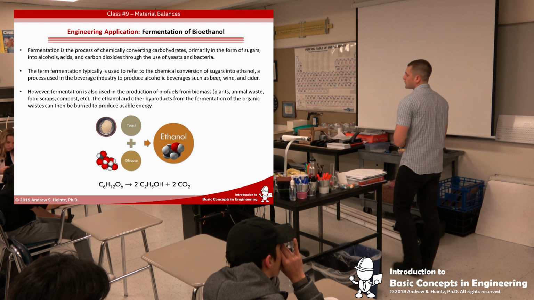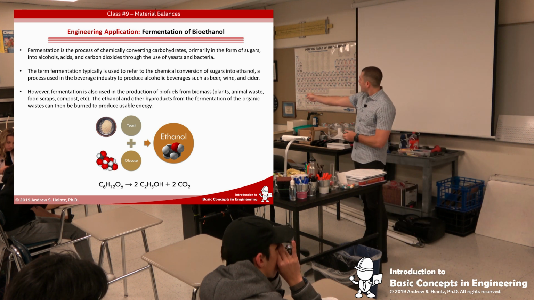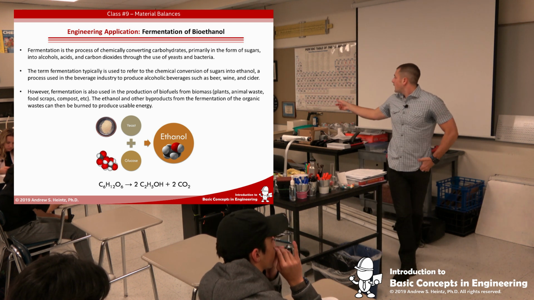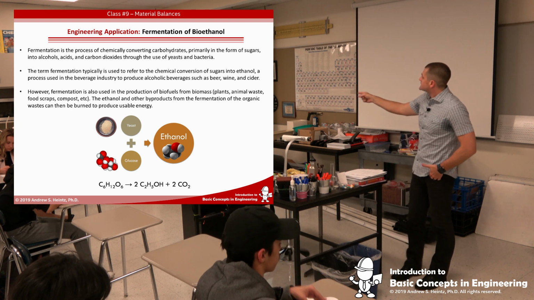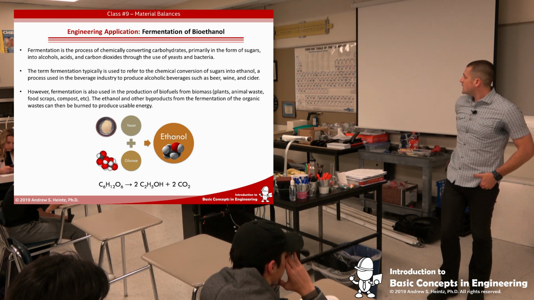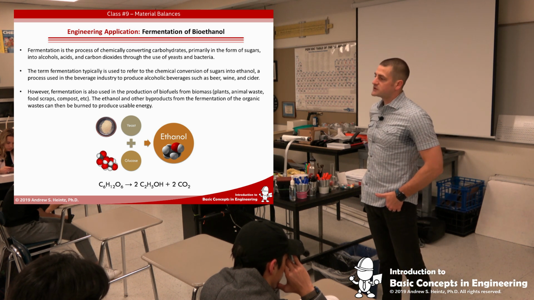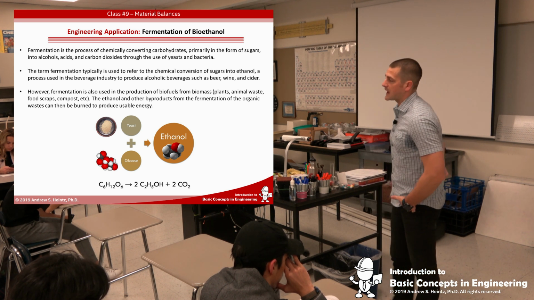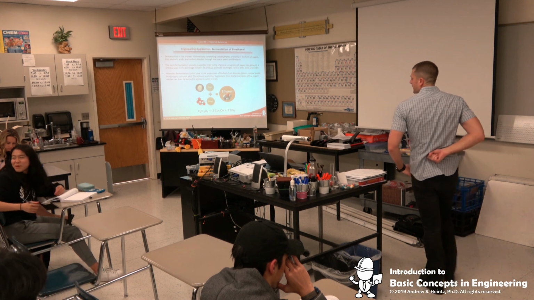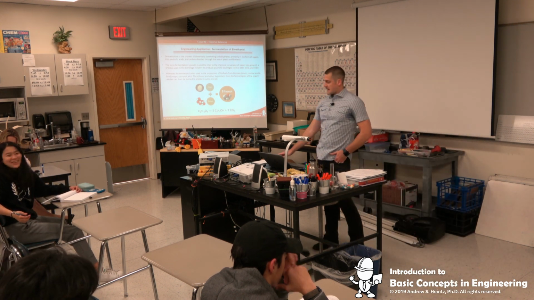So what we're going to do, the equation is down here, right, is our glucose is C6H12O6, and it's going to break down into C2H5OH, which is ethanol. It's going to break down into 2 of those guys, as well as 2 CO2s, so you're going to make a little bit of gas, right? Carbon dioxide gas.